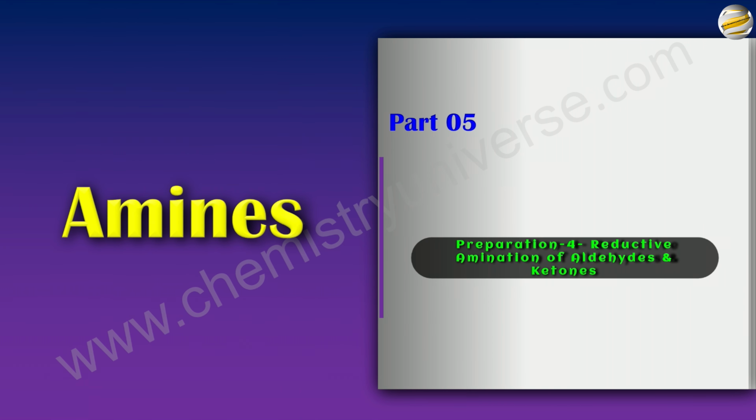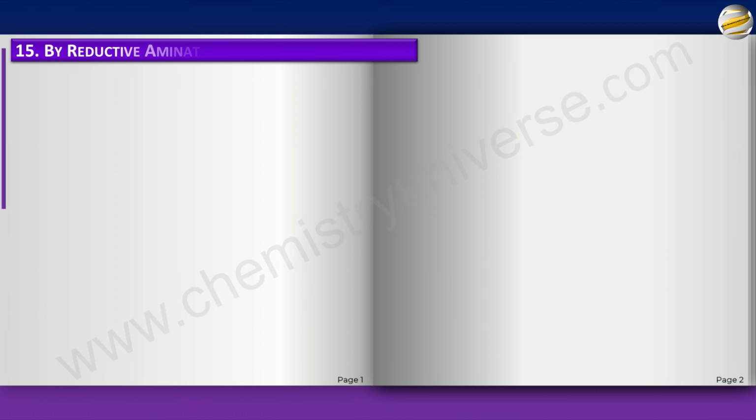Part 5, preparation. Number 4, reductive amination of aldehydes and ketones. And this, by the way, is reaction number 15 in terms of preparation. And here I'm directly going into the mechanism, but let me just give you an idea briefly about what the reaction is all about. Well, the reaction is pretty simple. You have an aldehyde or a ketone for that matter, and let's treat it with ammonia, and let's write ammonia like this, easy to understand.